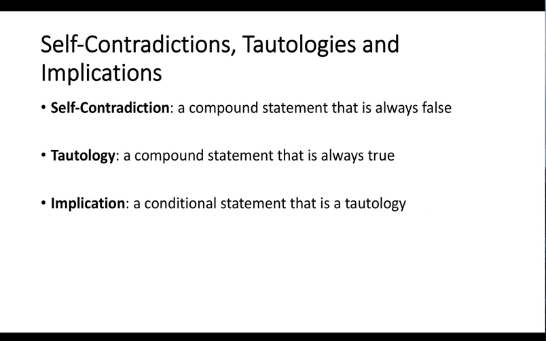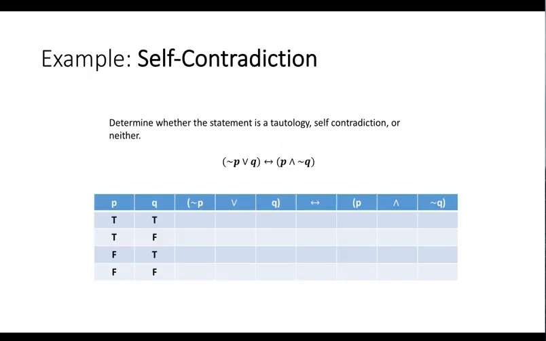So, to summarize it all, this basically summarizes everything you're going to learn in this screencast. A self-contradiction is a compound statement that is always false, and a tautology is a compound statement that is always true. An implication is a conditional statement that is a tautology. So let me show you an example of each.